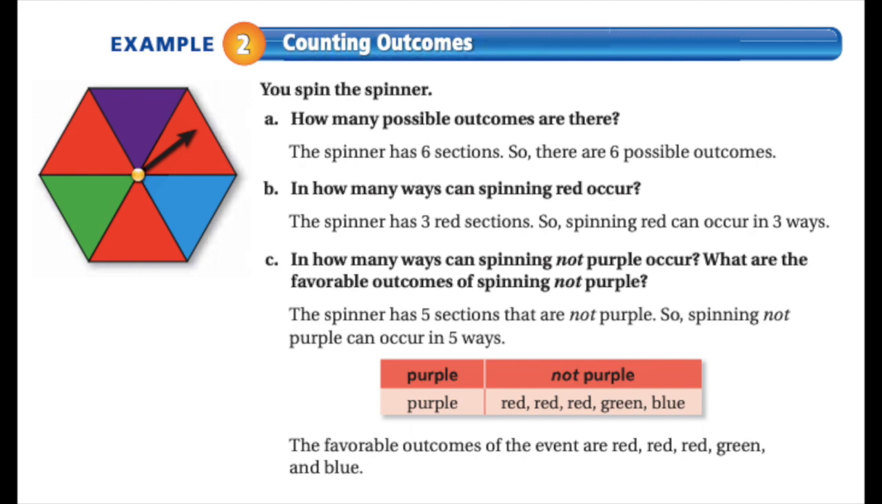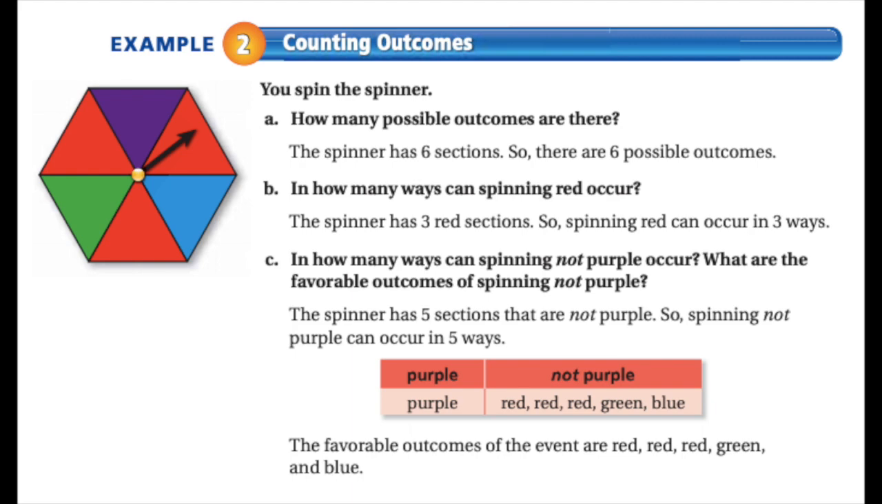All right, moving into example 2, counting the outcomes. It says you spin a spinner, right? And so you can see the spinner off to the left. And it says how many possible outcomes are there? The spinner has 6 sections, so there are 6 possible outcomes. B asks, in how many ways can spinning red occur? So basically you need to count how many red blocks there are. And so the spinner has 3 red sections, so spinning red can occur in 3 ways.